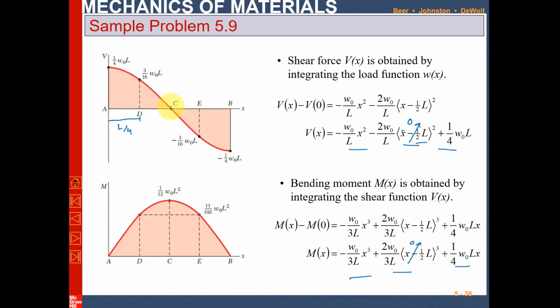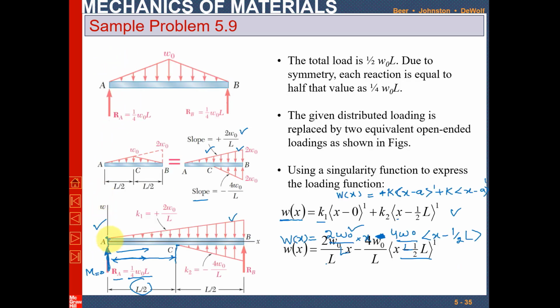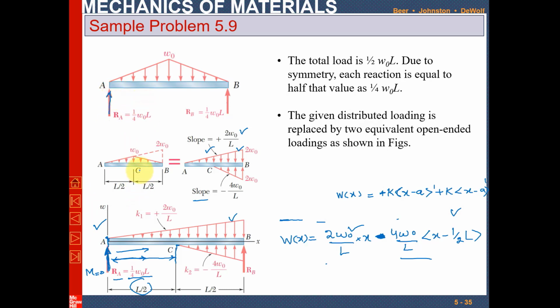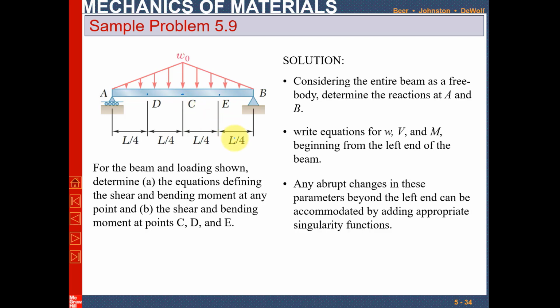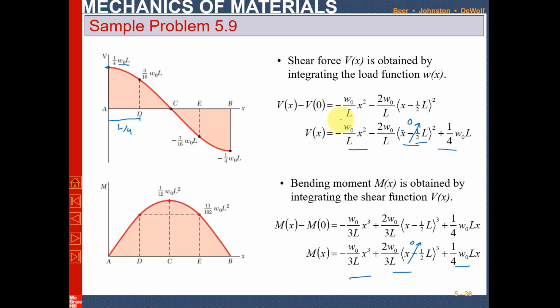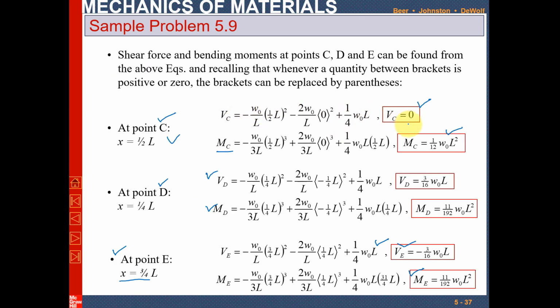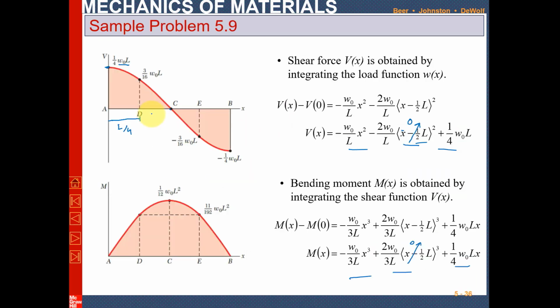So at point A, you can see there was a shear force which is 1 over 4 W naught into L. Clear? Let me show you, at point A there is a shear force. Now at points C, D and E, you have to determine this. So let's start with point C. At point C, you can see that the shear force was 0. So the shear force at this point is 0.